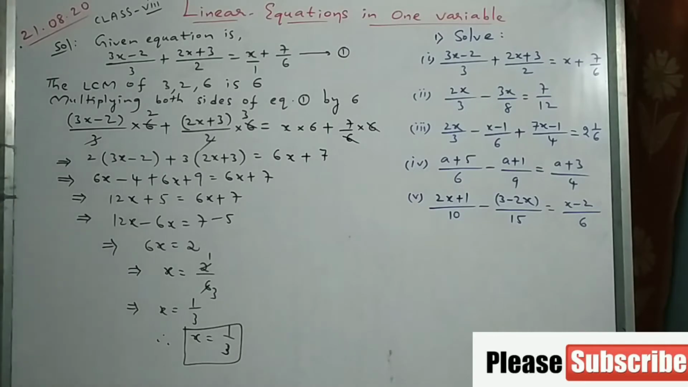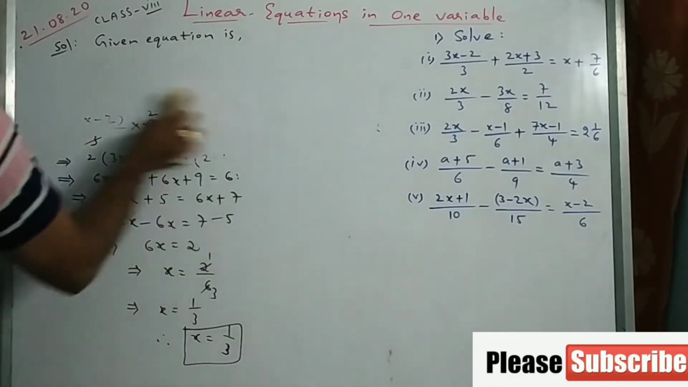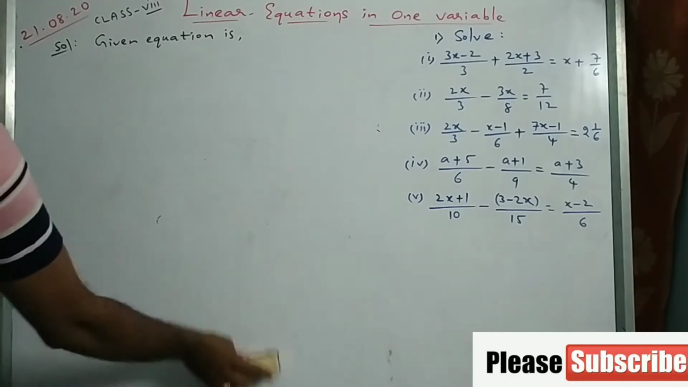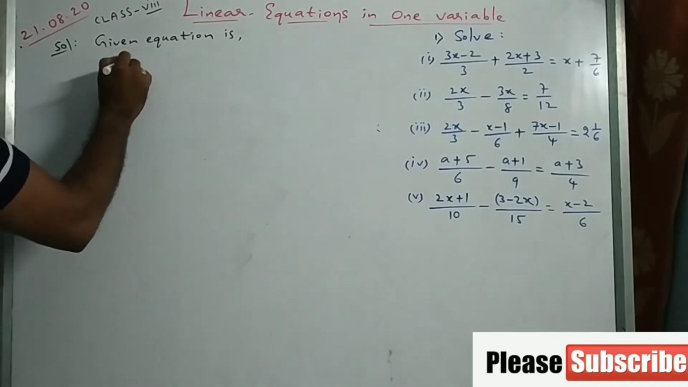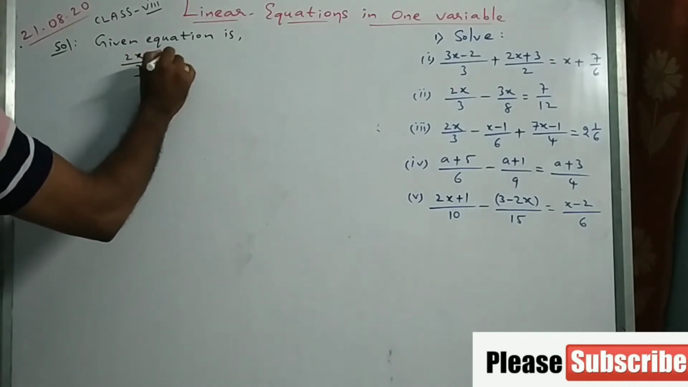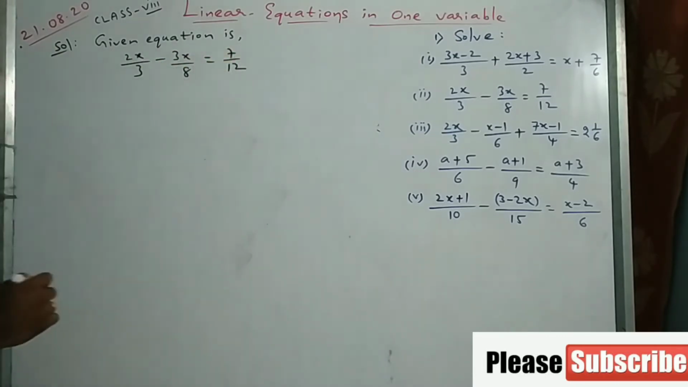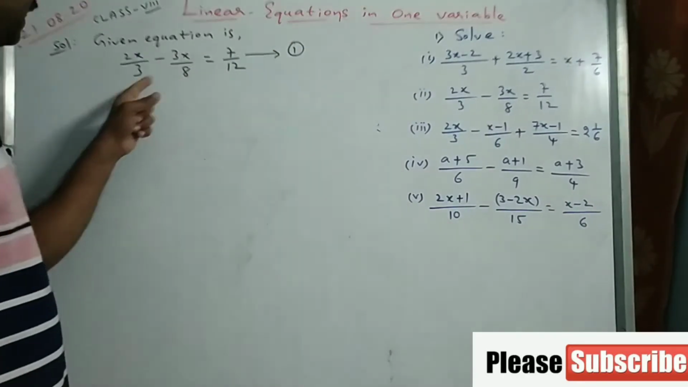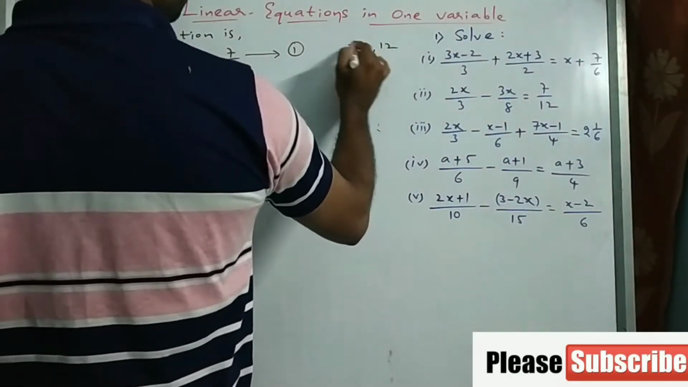Okay. Look at the second question. Same model. So what is the given equation? 2x by 3 minus 3x by 8 equal to 7 by 12. So what are the denominators here? 3, 8, 12. So take the LCM of 3, 8, 12 aside.